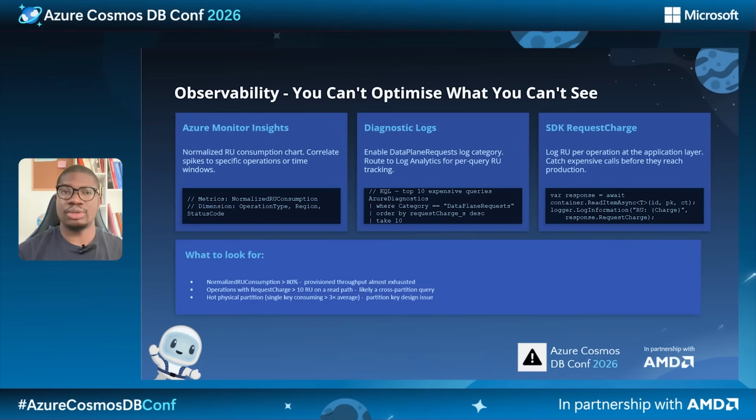The 3 signals to watch out for include normalized RU consumption. When it's above 80%, it means that you're approaching your provisioned limits. Any read operation costing more than 10 RU almost certainly indicates a cross-partition query that should be a point read. And if a single physical partition is consuming 3 or more times the average, then your partition key design has a hotspot.